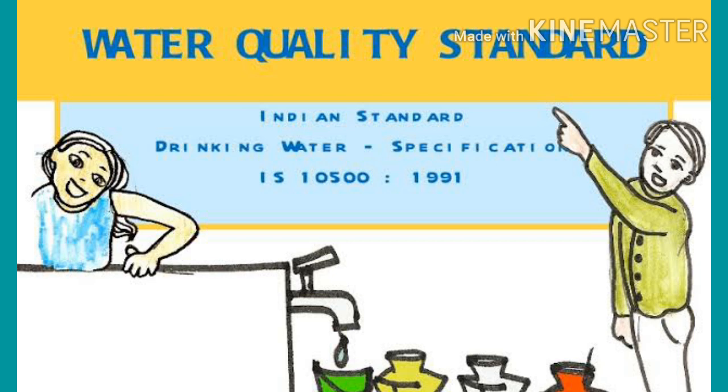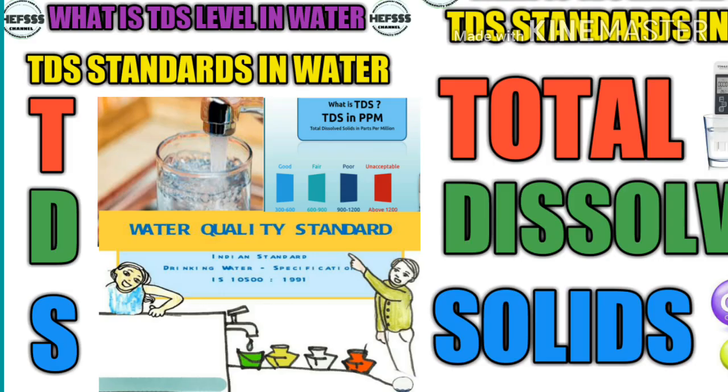You have to test it with your own TDS meter. You can purchase a TDS meter online, and you can check the TDS level. It is very important. Below 500 is healthy for human consumption, to cook with the water, and to drink the water.